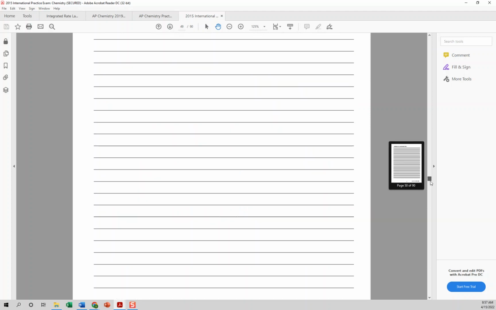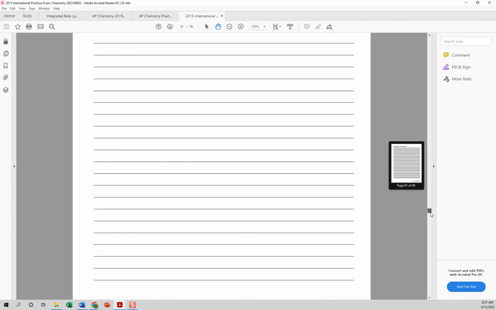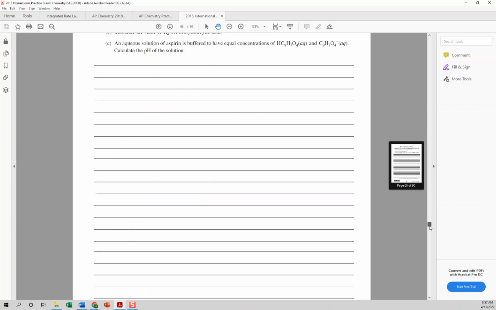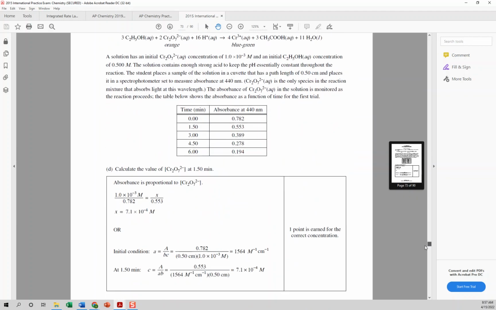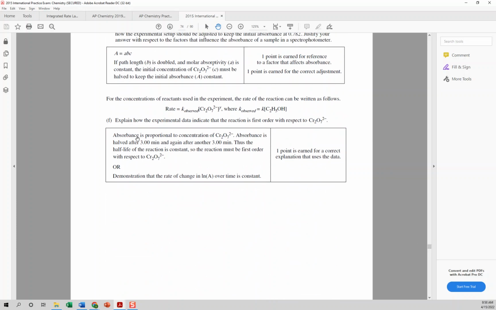But real quick, let's show you the answer key to that and show you the explanation. Okay, so here it is. Absorbance is proportional to concentration. Absorbance is halved after 3 minutes, and again after another 3 minutes. Thus, the half-life of the reaction is constant, so the reaction must be first order. There you go. You got it. Okay? Or you could have made that graph.